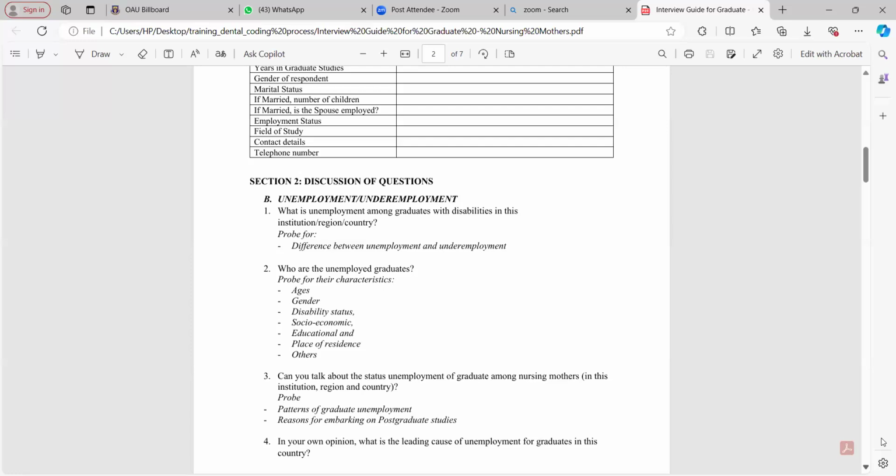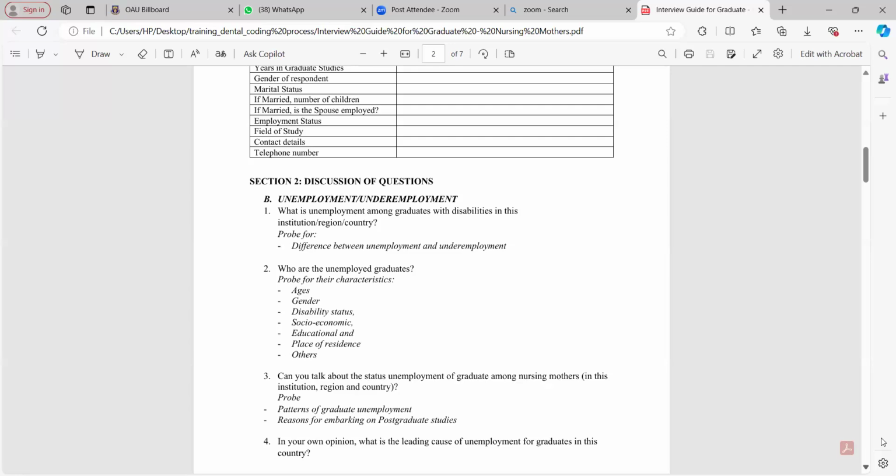So gender too matters. So we want to probe more for gender, especially if the respondent has not touched on gender. You want to probe on physical disability status. So do you think people who have physical disabilities or mental disabilities, do you think that could affect or impact on their unemployment status? So these are things you want to probe for. You want to probe for socioeconomic status. So if you are from a wealthy home and you are comfortable, can you also be unemployed?